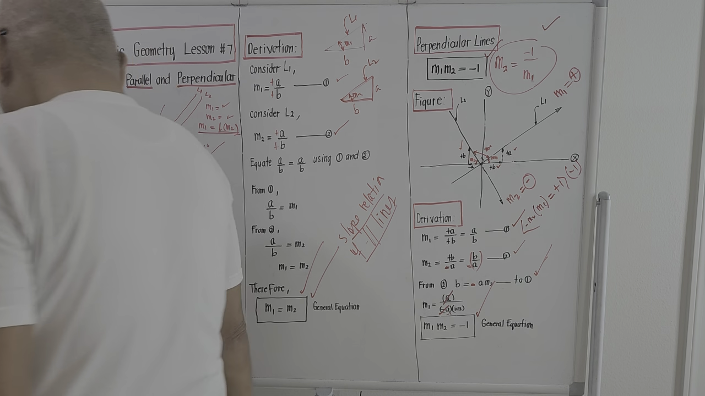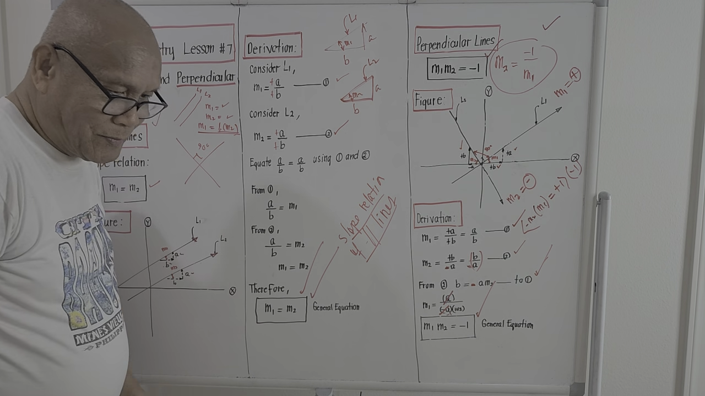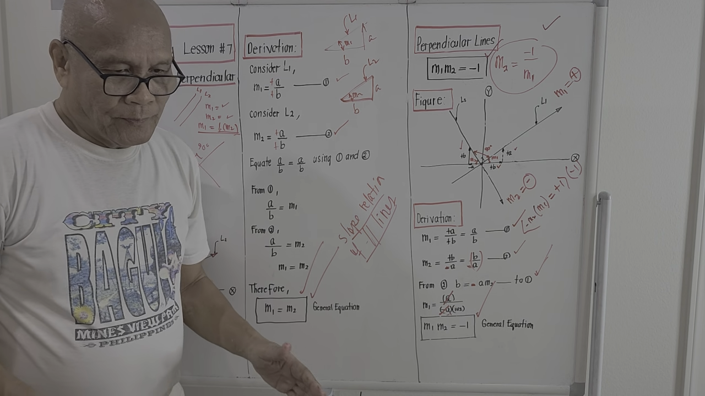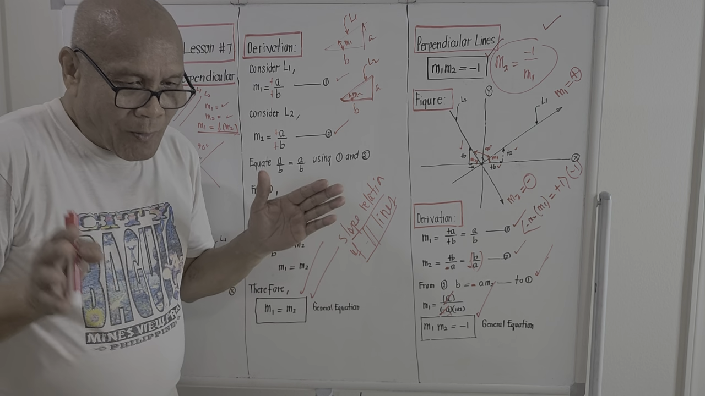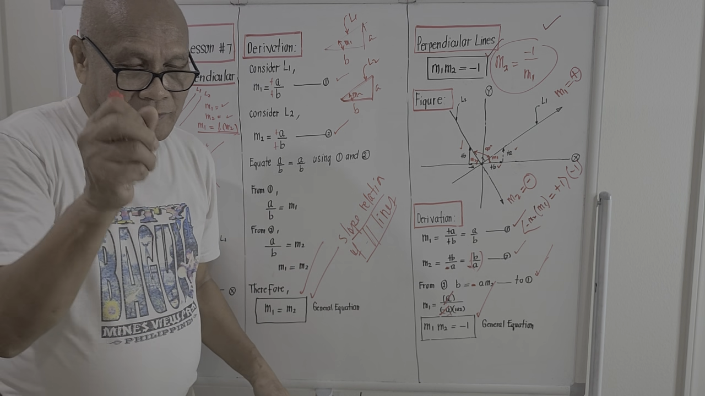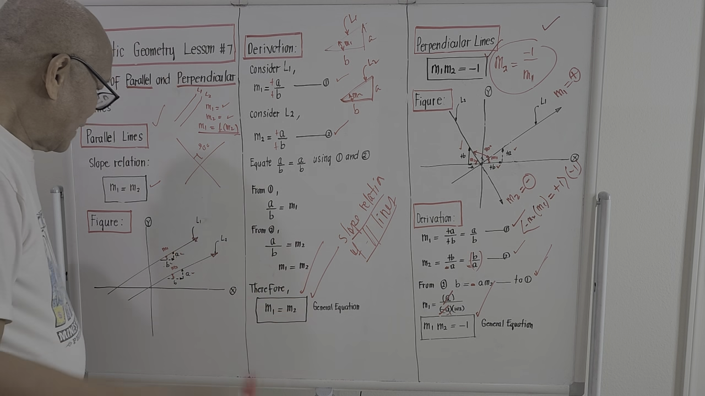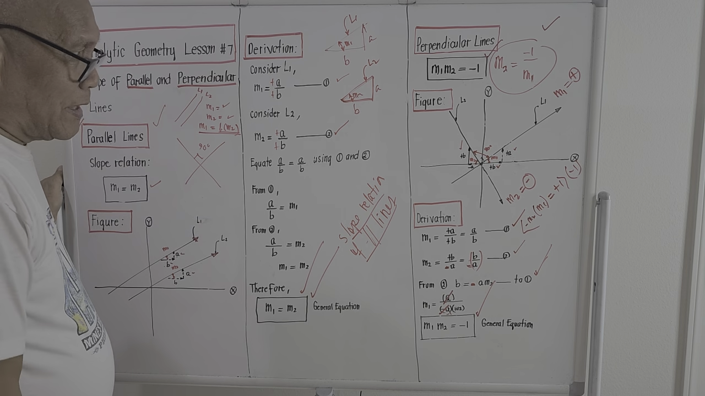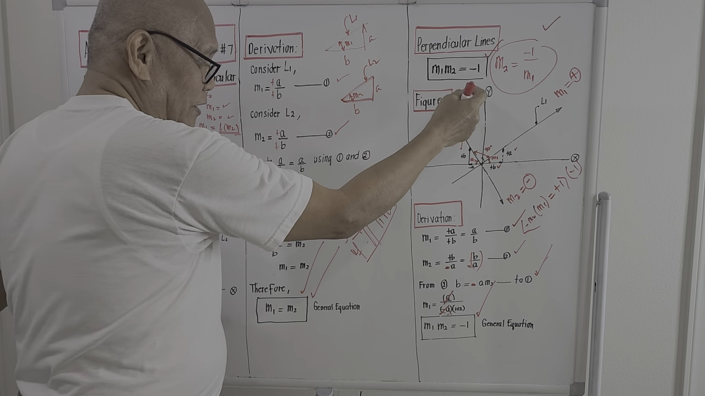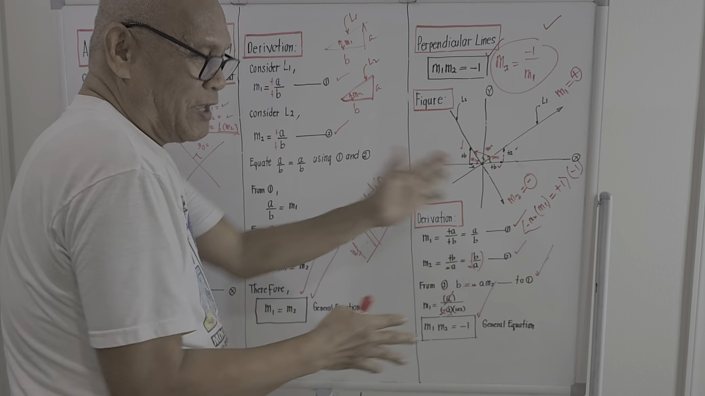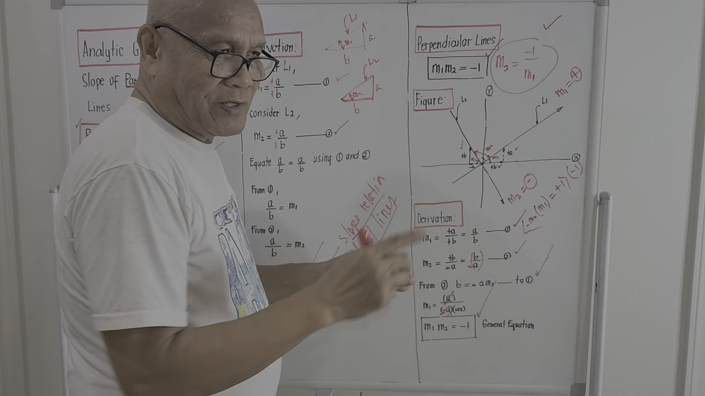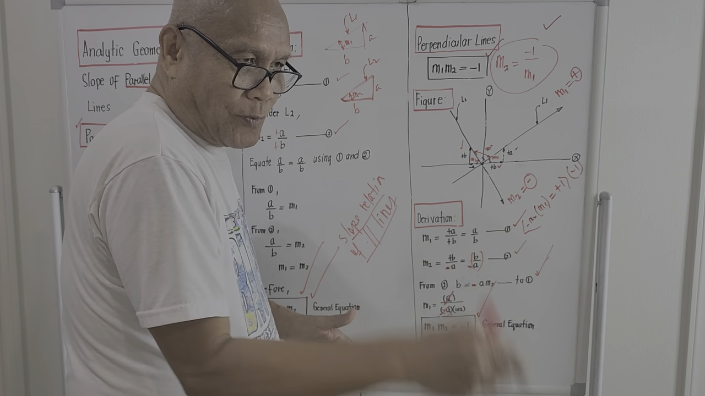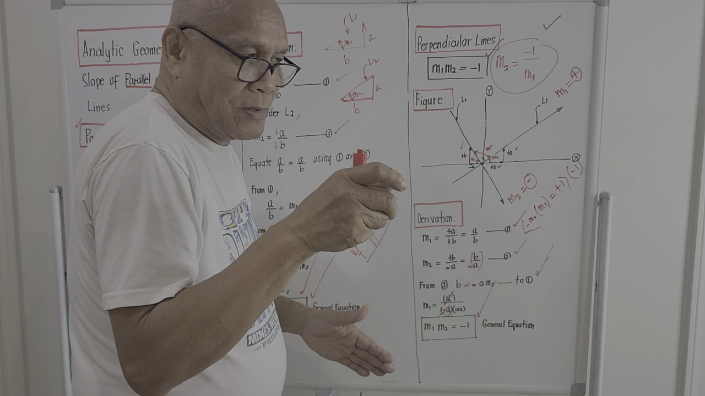Okay, that's it, guys. That's how we derive the relationship of the slope of parallel lines and perpendicular lines. So from now on, as long as we are studying analytic geometry, for parallel lines, their slope will be the same. And for perpendicular lines, the product m1, m2 equal to negative 1, or the other equivalent, slope number 1 is the negative reciprocal of slope number 2, or the reverse of that one. Slope number 2 is the negative reciprocal of slope number 1.